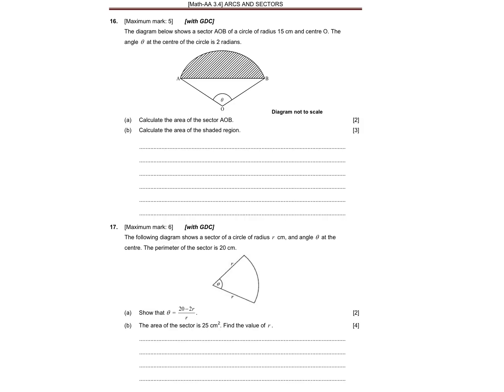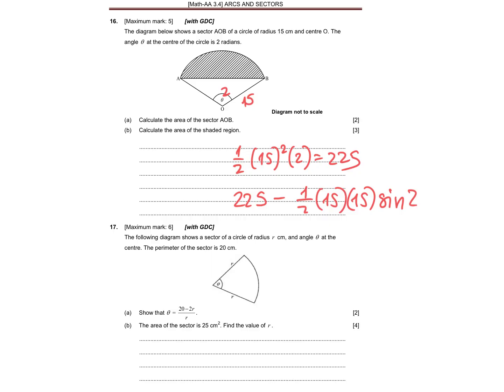All right, diagram below shows circle radius 15. The angle at the center is 2 radians. Calculate the area of the sector. So 1/2 R squared theta, so that's just 225 is the area of the whole thing. From that, for B, we have to subtract the area of the shaded region, which is going to be 1/2 AB sine theta. Okay? And this ends up being 123 to 3 significant figures.